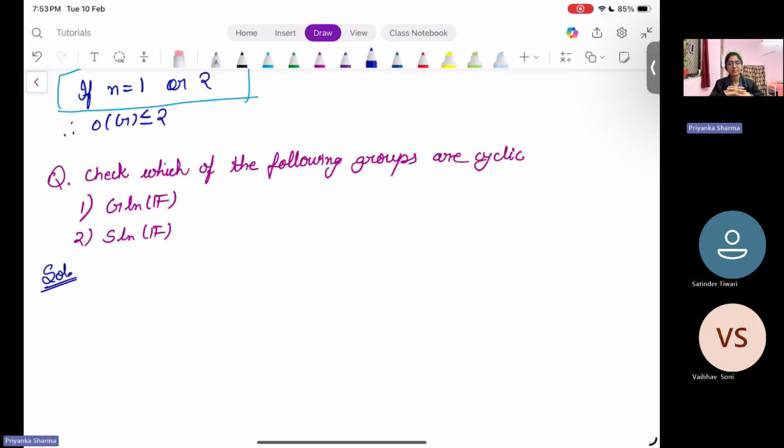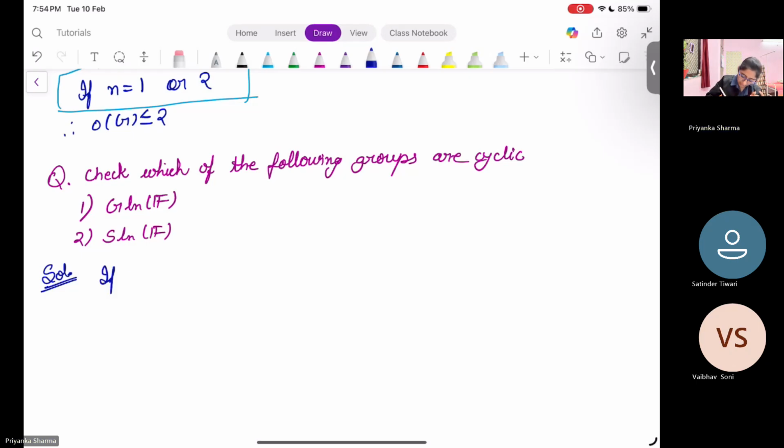So what is GL_n(F)? GL_n(F) means the group of all n by n invertible matrices over the field F. And SL_n(F) means the set of all n by n matrices with determinant 1 over the field F. These two are sets of matrices, so obviously they will not be abelian, so they cannot be cyclic. If a group fails to be abelian, the group cannot be cyclic. So if you have matrices, you cannot have cyclicity there.